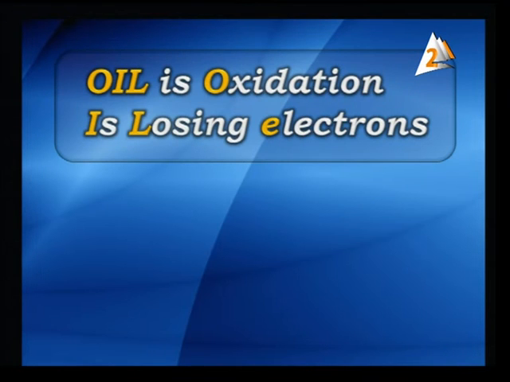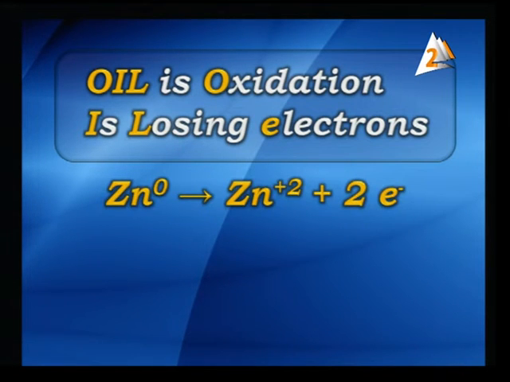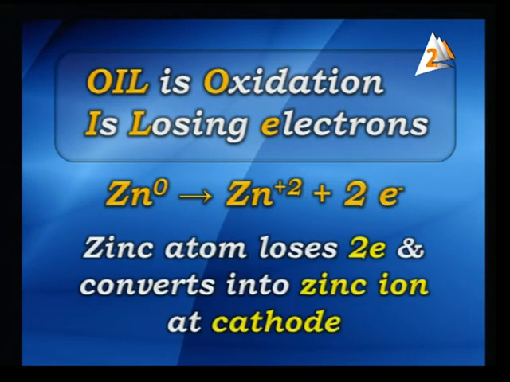Now look at this. OIL is oxidation, is losing electrons. Zn loses 2 electrons, Zn 0, directly it means Zn positive 2. Why? Because we say lose 2 electrons. This is oxidation. After that, the zinc atom loses 2 electrons and converts into zinc ion at the cathode. What's meant by cathode here? Cathode directly means this is the negative pole.